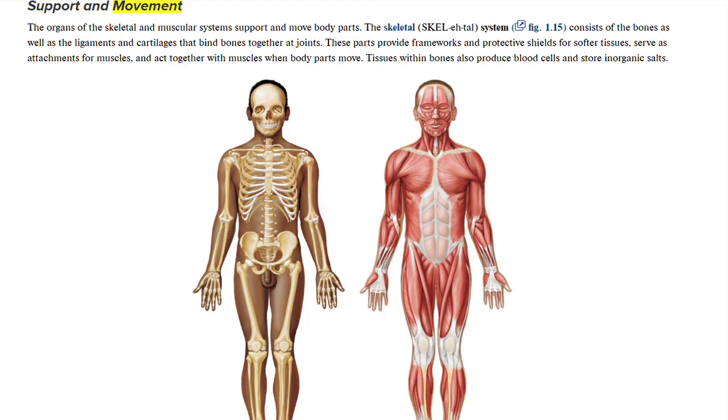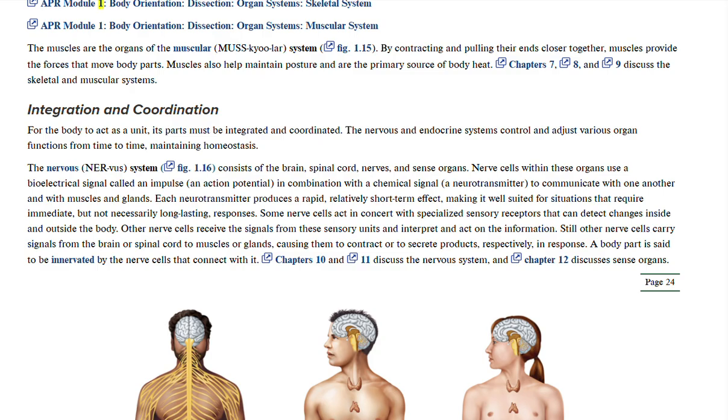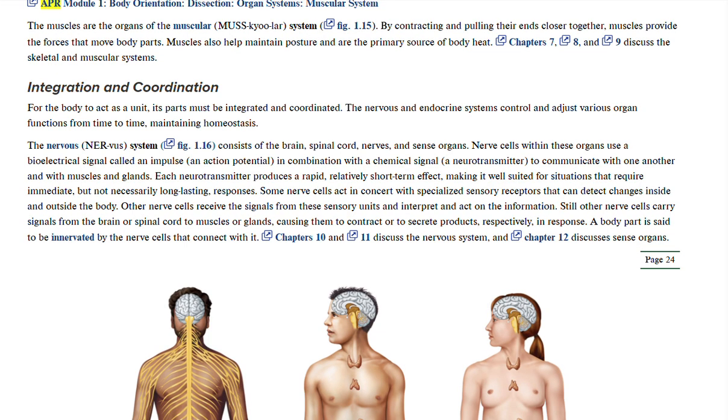Support and movement. The organs of the skeletal and muscular systems support and move body parts. The skeletal system, figure 1.15, consists of the bones as well as the ligaments and cartilages that bind bones together at joints. These parts provide frameworks and protective shields for softer tissues, serve as attachments for muscles, and act together with muscles when body parts move. Tissues within bones also produce blood cells and store inorganic salts. APR Module 1, Body Orientation, Dissection, Organ Systems, Skeletal System.